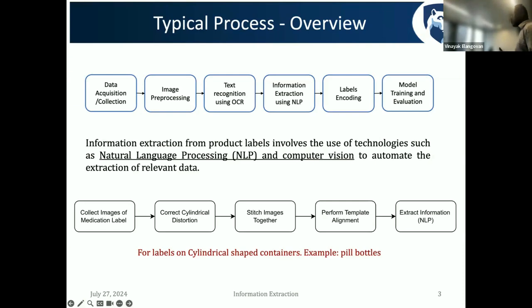When you take a pill bottle and capture the video, you rotate the pill bottle, right? It's a cylindrical pill bottle, so extracting the images correctly from the cylindrical pill bottle is kind of a challenge. We cut all those images, and then we applied a dewarping technique to flatten those images a little bit, and then we stitched those images, and then we performed a template alignment to match the template we have. And then we started extracting the information. I'm going to go over those processes one by one.